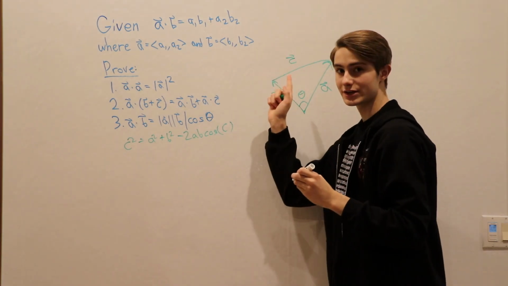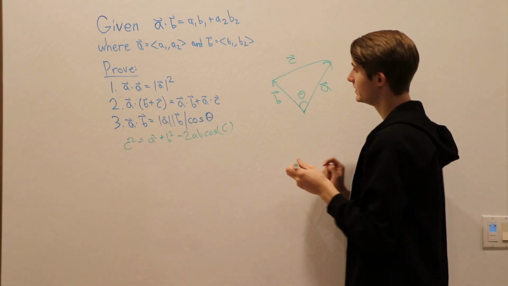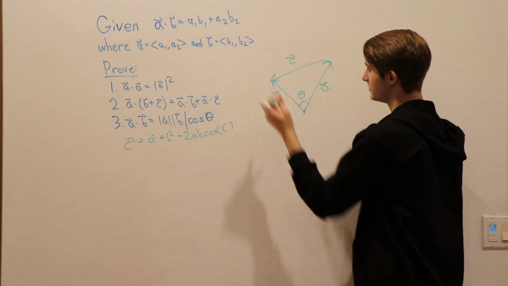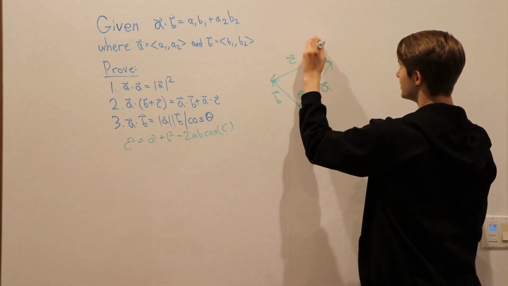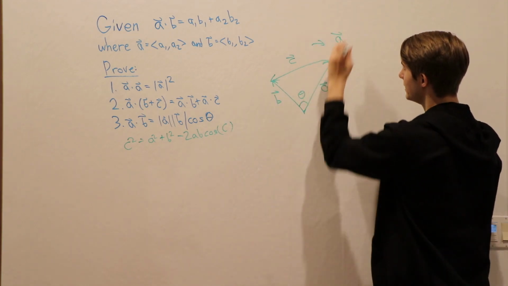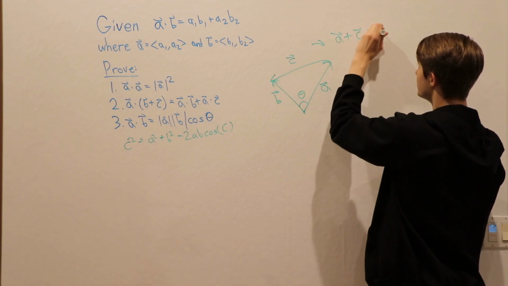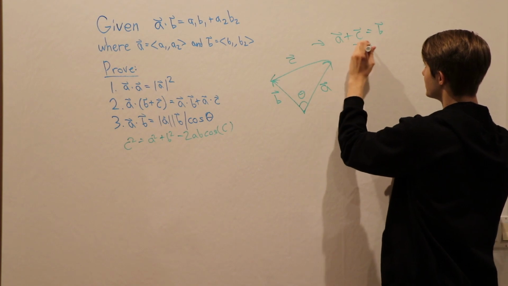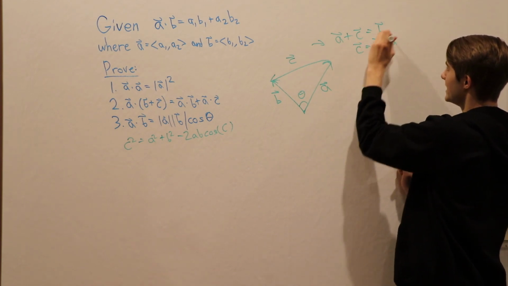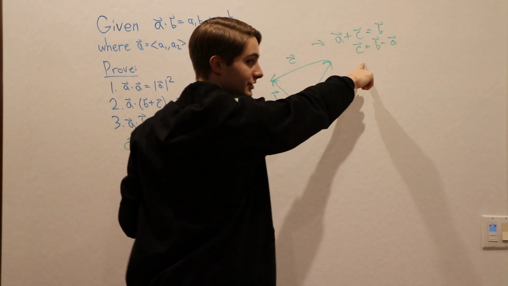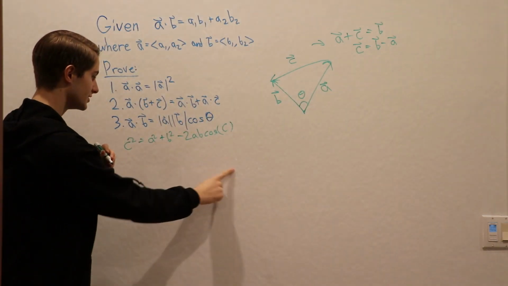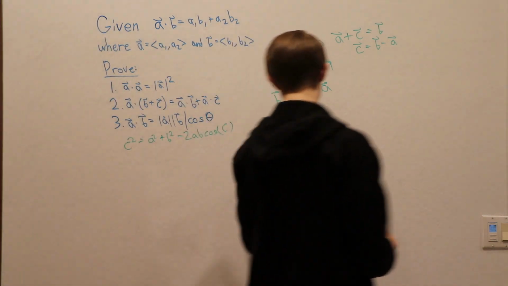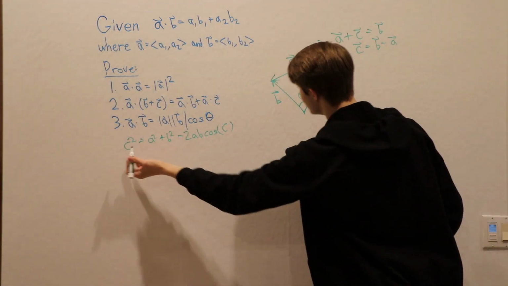And we can write that as a vector as well. In this case, I'm going to draw it so that it goes from the tip of A to the tip of B. And what that means is that we have A plus C is equal to B. And now we can just subtract A on both sides, which gives us C is equal to B minus A. So now we have a definition of C, and we can start to use this law of cosines here on the triangle we've created.